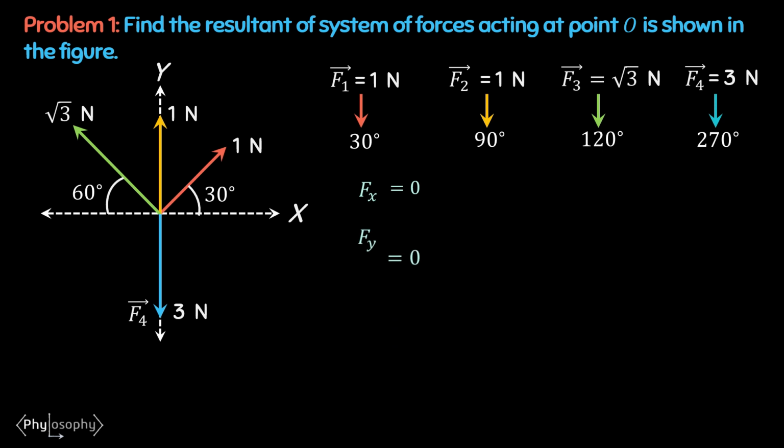That is, both the net x component and net y component of these 4 forces F1, F2, F3 and F4 are 0. And now to find the total force acting on the particle at point O, we can use this formula: F equals the square root of Fx squared plus Fy squared. As Fx and Fy are 0, the total force acting at point O is 0, or you can say the particle at point O is in equilibrium.